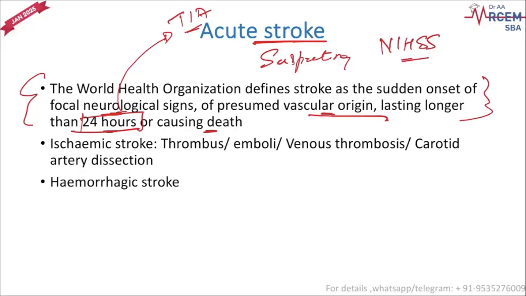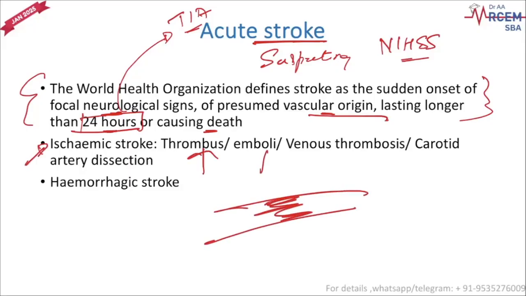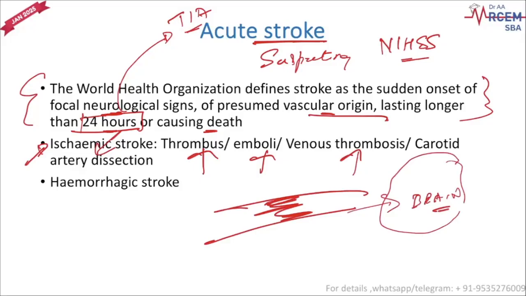Vascular means it can be a clot which has formed in the artery, so a thrombus, emboli, a venous thrombus, or a carotid artery dissection. Something is wrong, so the blood supply to that particular organ is not going. Here, the organ is the brain. There is not adequate blood supply because something is wrong with the blood vessel, or there is a rupture of the blood vessel, basically bleeding. So two important types: an ischemic stroke, where blood supply is not there at all, or the vessel has ruptured, resulting in a hemorrhage inside the brain. These are the two important differentiating factors.